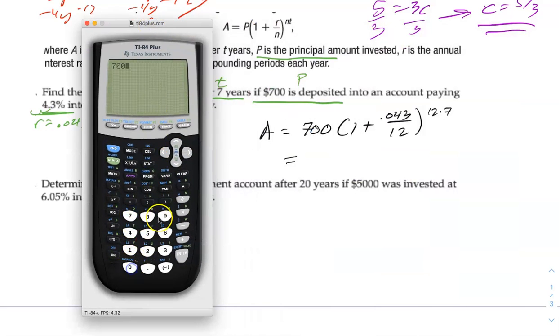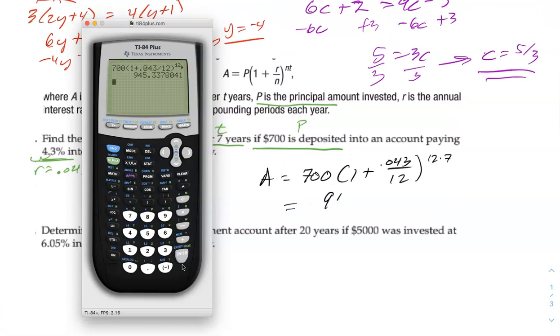700 times, open parenthesis, 1 plus 0.043 divided by 12, close parenthesis, caret, then 12 times 7. I can just put 12 times 7 because they're both an exponent, so that works. And we get $945.34. Boom.